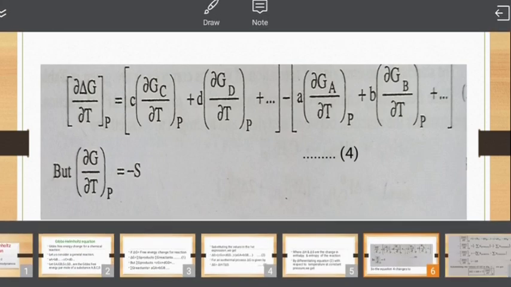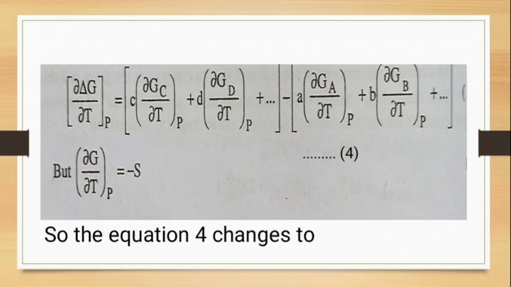The equation will be c times del Gc divided by del T at constant pressure plus d times del Gd divided by del T at constant pressure. This is for the products, minus the reactants. In the same way you can write the equation for reactants: a times del Ga divided by del T at constant pressure plus b times del Gb divided by del T at constant pressure.